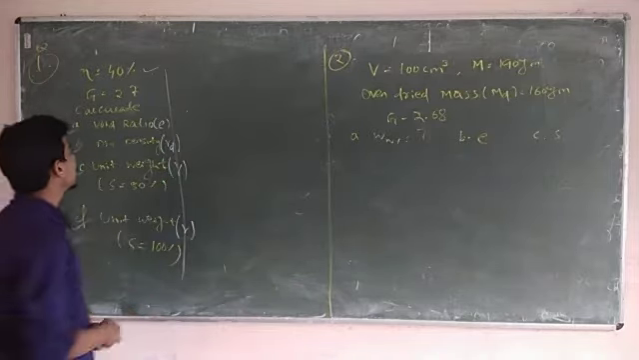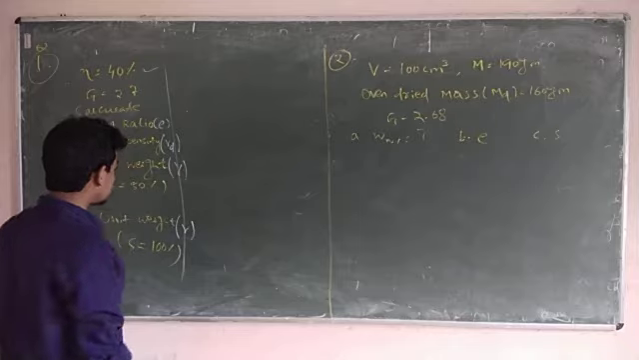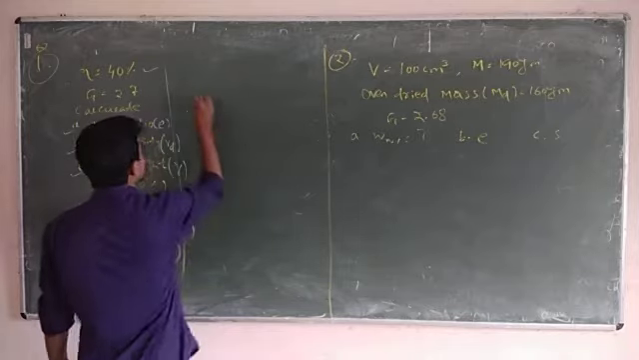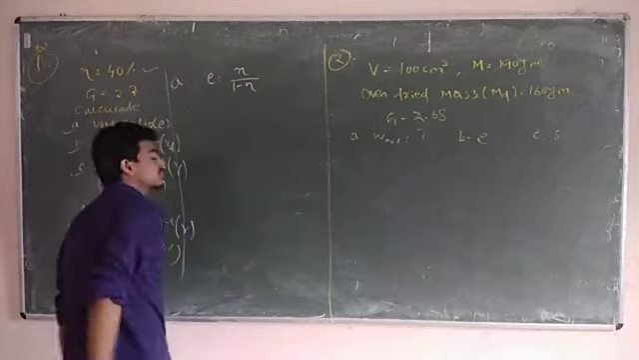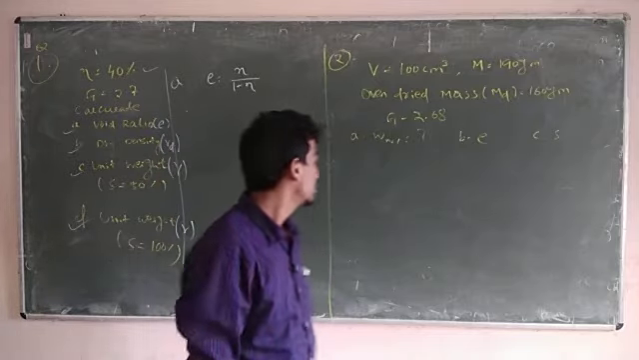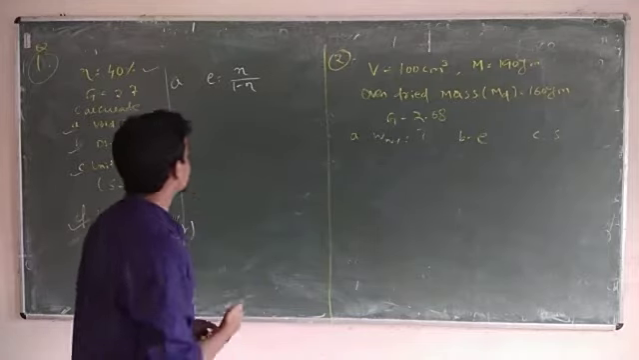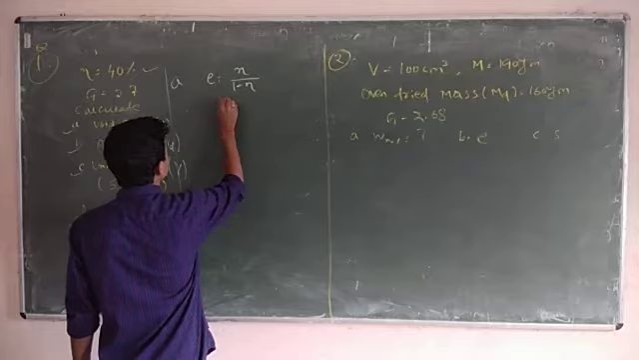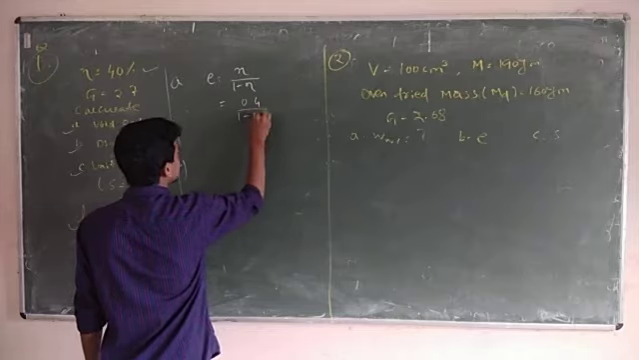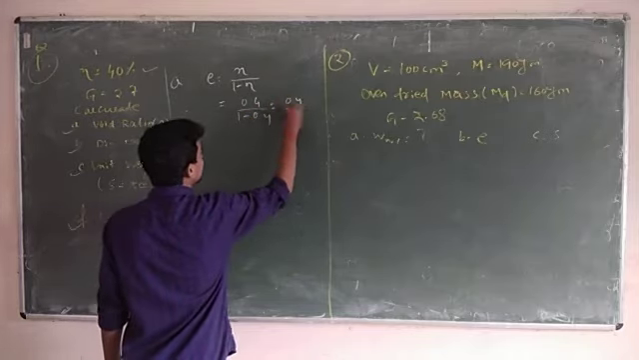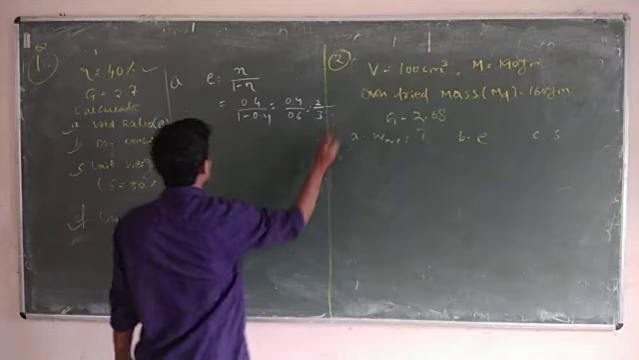Starting with it, n is given and G is given, and you have to calculate the void ratio e. One formula is there: void ratio e equals n by 1 minus n. All the problems will be solved by using the formula only. Here you put the n value as 40%, so that is 0.4 by 1 minus 0.4. So 0.4 by 0.6, that is 2 by 3. That is the answer, the void ratio.